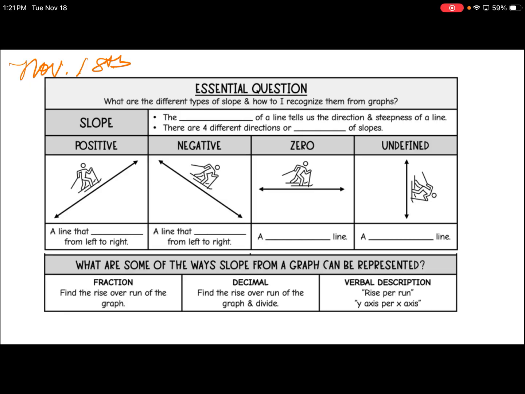And then we're going to talk about initial values. And initial values are where it's crossing the y-axis when x is 0. Those are the 2 most important things you got to know as we begin working with lines. So let's talk about the slope. The slope of a line tells us the direction and the steepness of a line, okay?